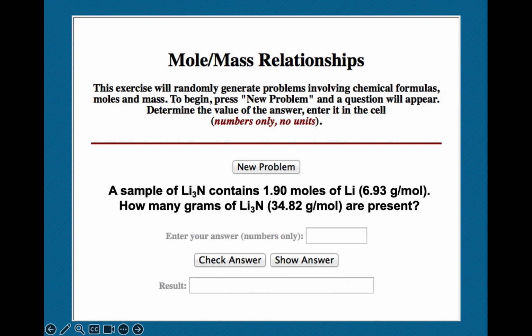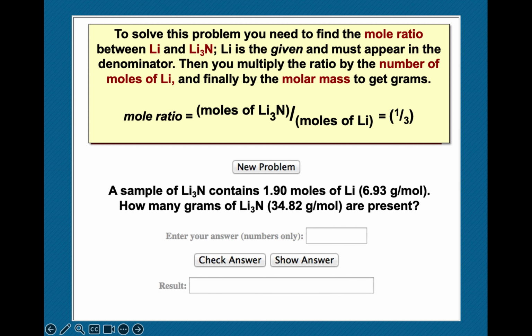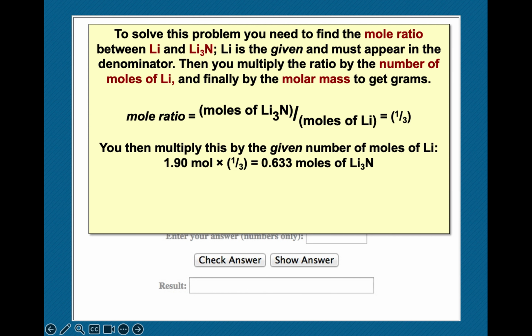So this is a two-step process. We start off here. Our given here was moles of lithium. So that's in our denominator. Our ratio is therefore 1/3. We're going to take the ratio, multiply it by our given, that's the number of moles, and we get 0.633 moles of lithium nitride.